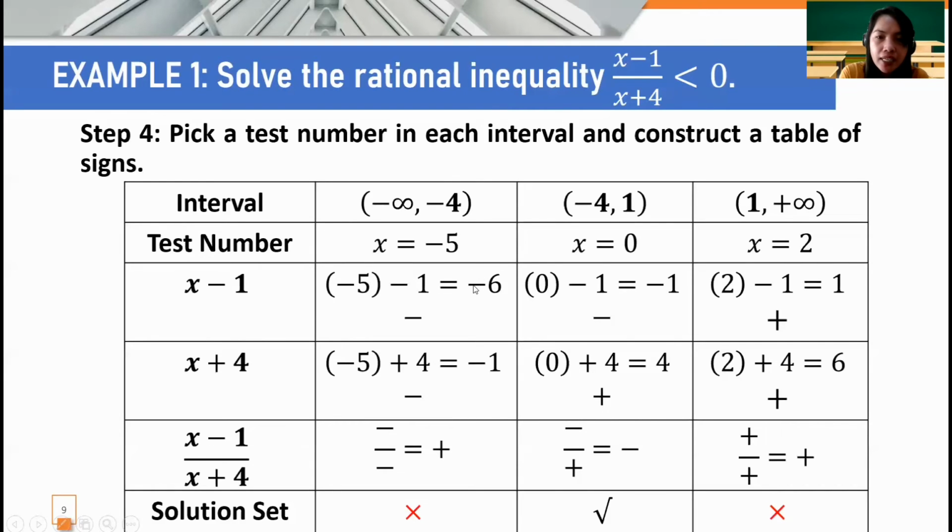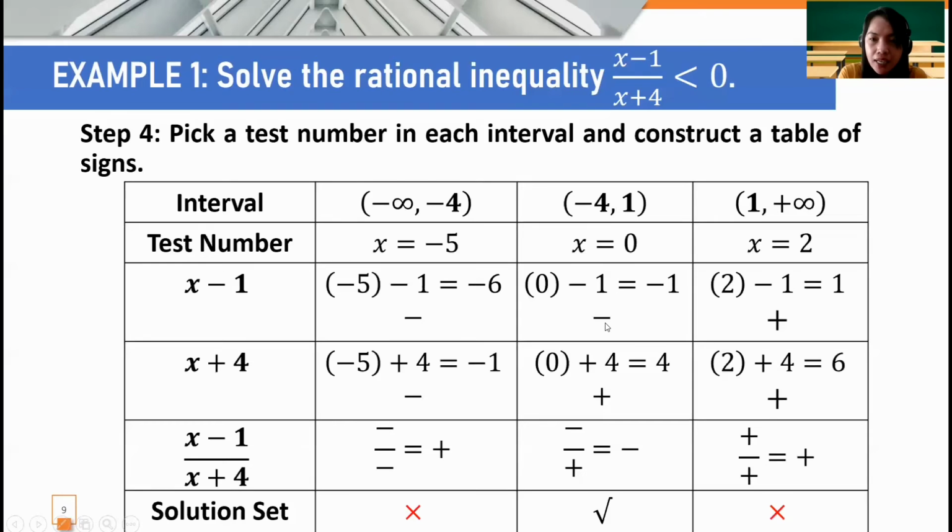So, ano yung sign ng 6? That is negative. So, we have to take note this sign. Kasi later, we're going to use this on how to determine the solution set. Next, a number from the second interval that is 0, 0 will be substituted to this term that is 0 as the value of x minus 1 that is equal to negative 1.